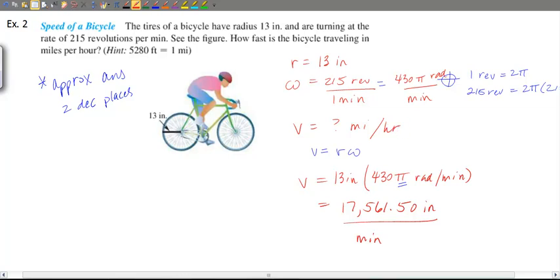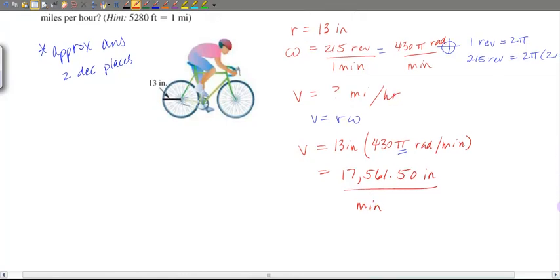So we have to go back and convert inches into miles and minutes into hours. That's not going to be that hard. It's a series of unit conversions that you probably remember from doing chemistry. We also have the conversion up here that they gave us, that there are 5,280 feet in 1 mile. So I can go from inches to feet to miles in a series of conversions. And then I'm also going to change from minutes into hours. So let's move this down.